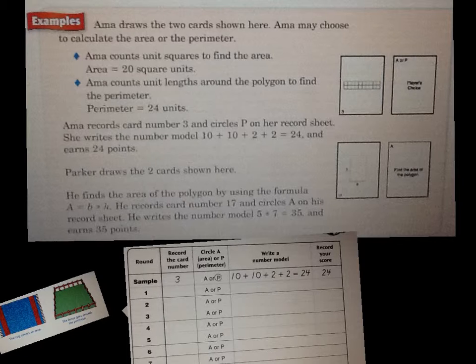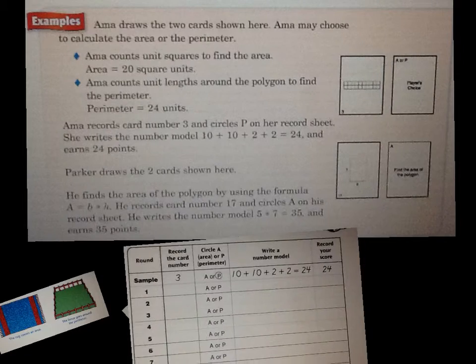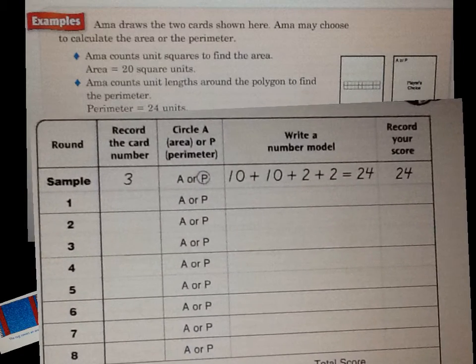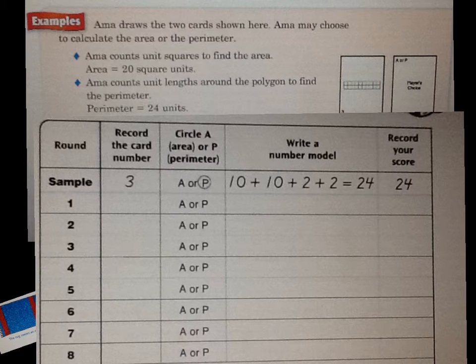So this time his card specifically said find the area of the polygon, and this time he couldn't count because he just had the sides 7 and 5. And again, here was his card 17. Parker would go ahead and record his score on his own card. So he would go ahead, if this was his scorecard, he would write card number 17. He did the area. His number model was 7 times 5 equals 35, and his score was 35.